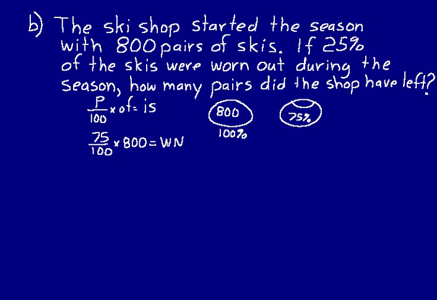So we just need to multiply 75 over 100 times 800, and that equals 600. So that's how many skis were left. And so in our diagram, we could say 75%, that's 600 of the skis. 25% is 200 of the pairs of skis. 200 pairs of skis were worn out during the season.